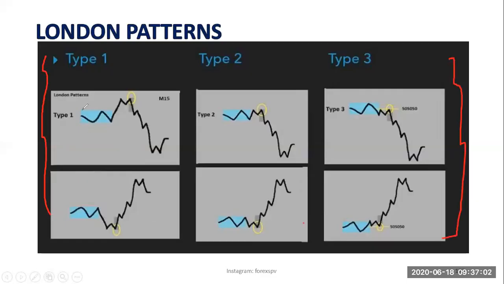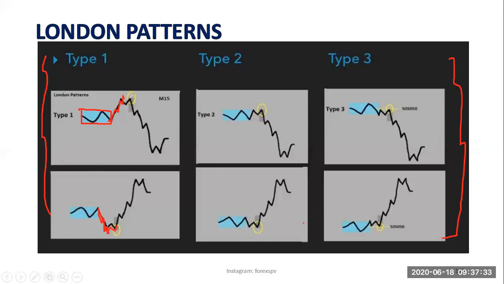We have the type 1 London pattern, where we have our tight Asian range. And the type 1 London pattern is where the dealer breaks the initial high or the initial low of the day that he has set. So we would have a stop hunt above or below the Asian open, above or below the Asian close. We have a stop hunt and the pattern will be formed there.